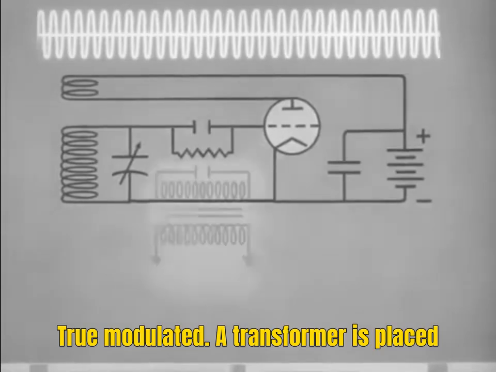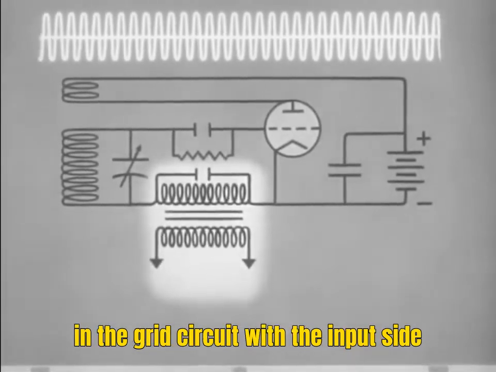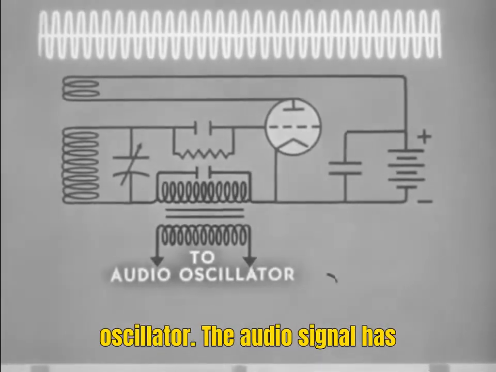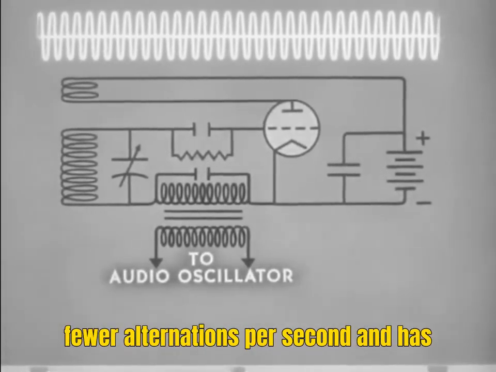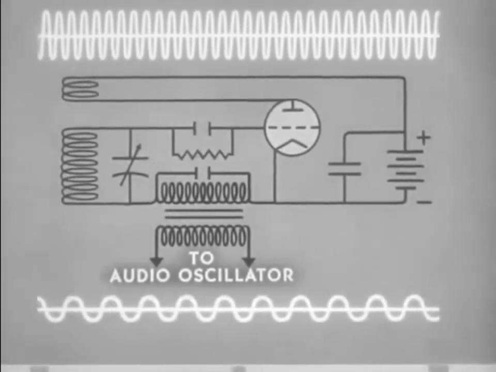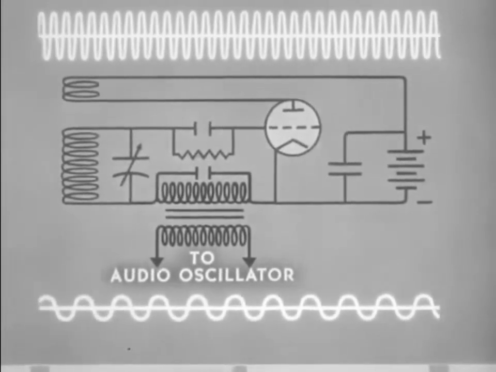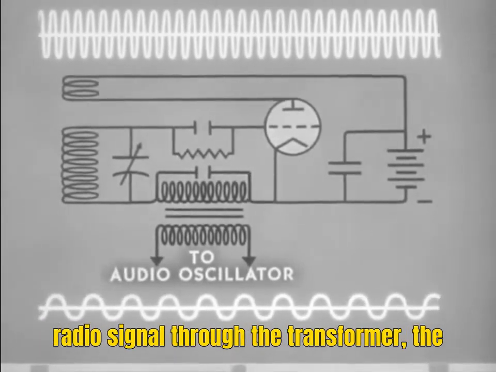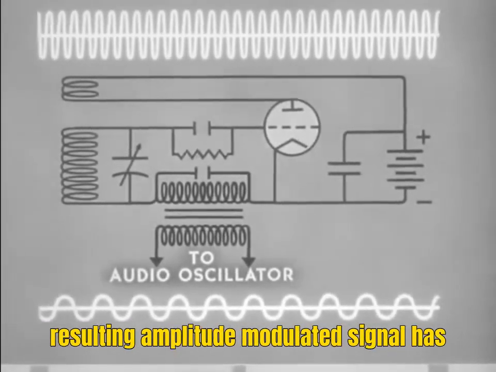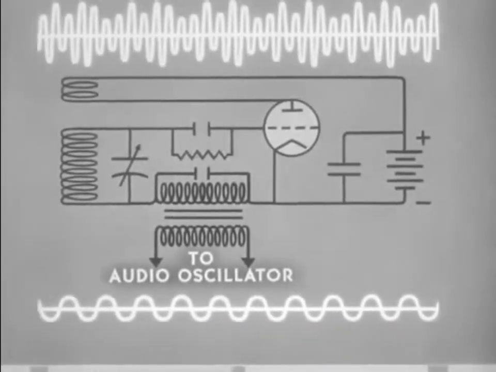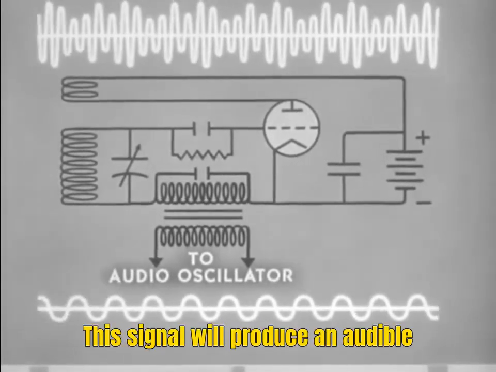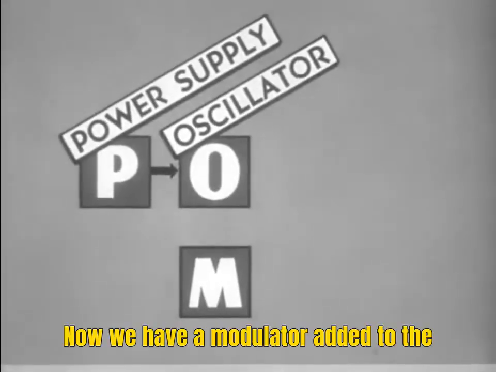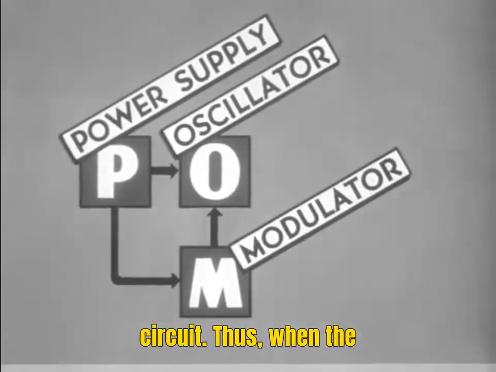To modulate it, a transformer is placed in the grid circuit with the input side of the transformer connected to an audio oscillator. The audio signal has fewer alternations per second and has this form. When the audio signal is impressed on the radio signal through the transformer, the resulting amplitude-modulated signal has a waveform of this shape. This signal will produce an audible output in a receiver. Now we have a modulator added to the circuit.